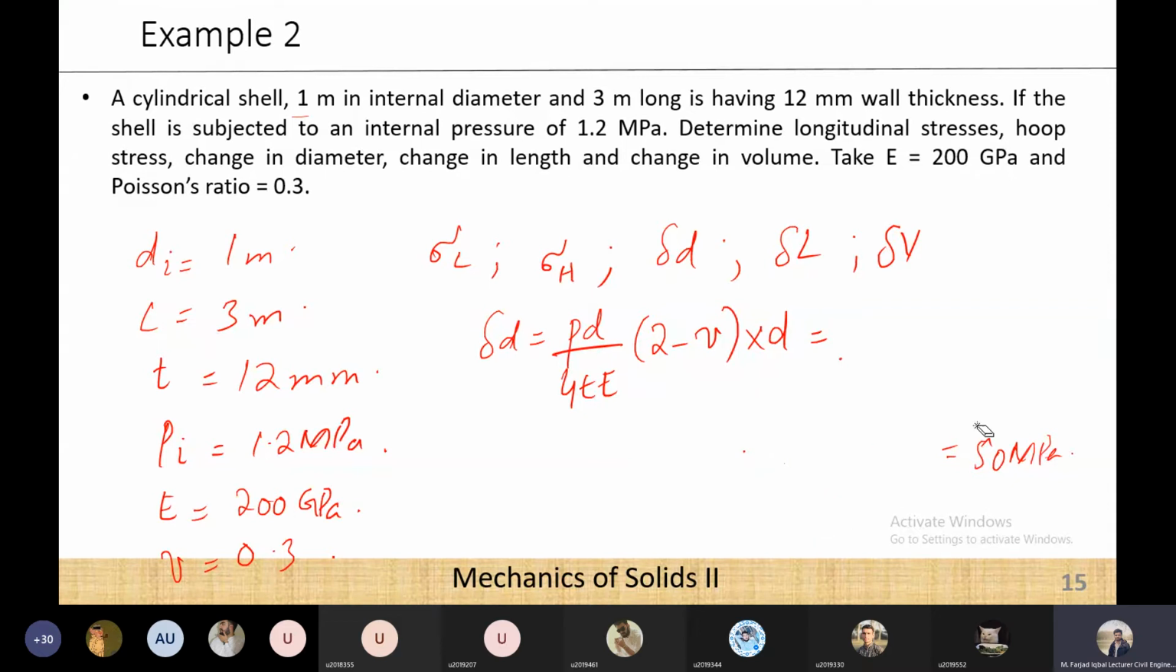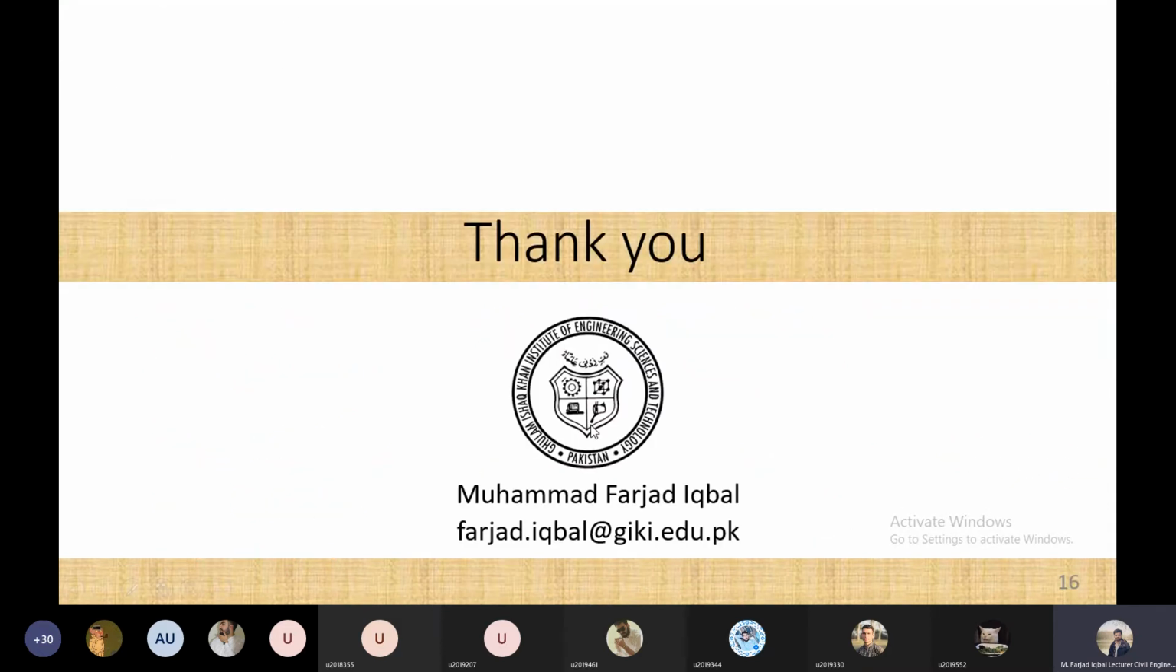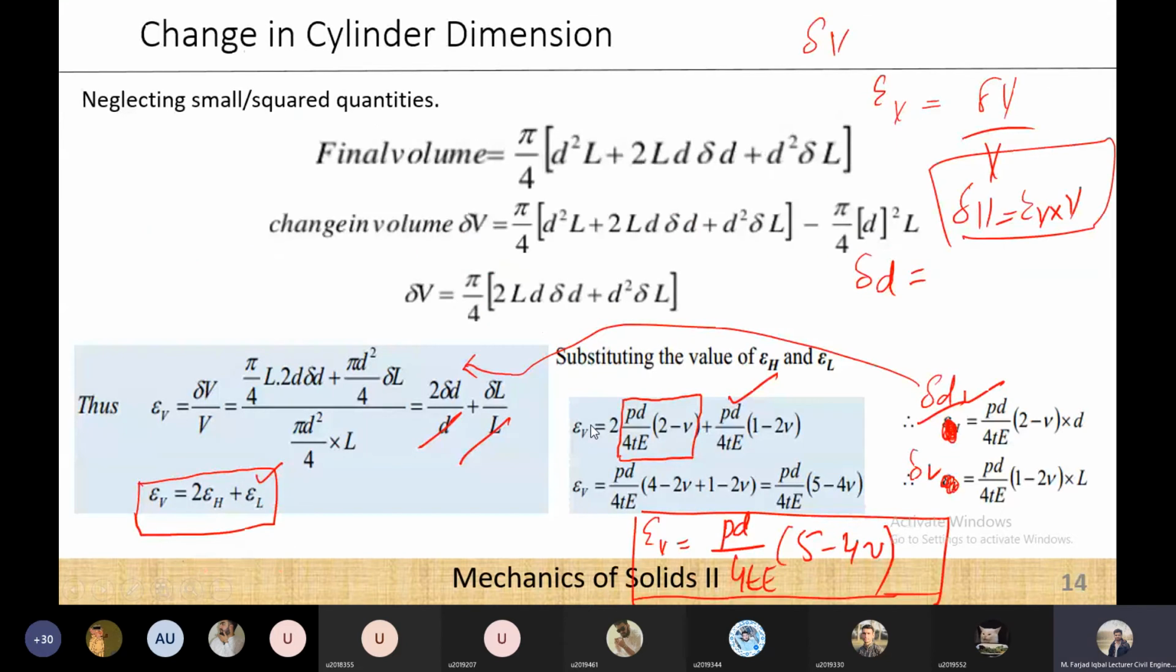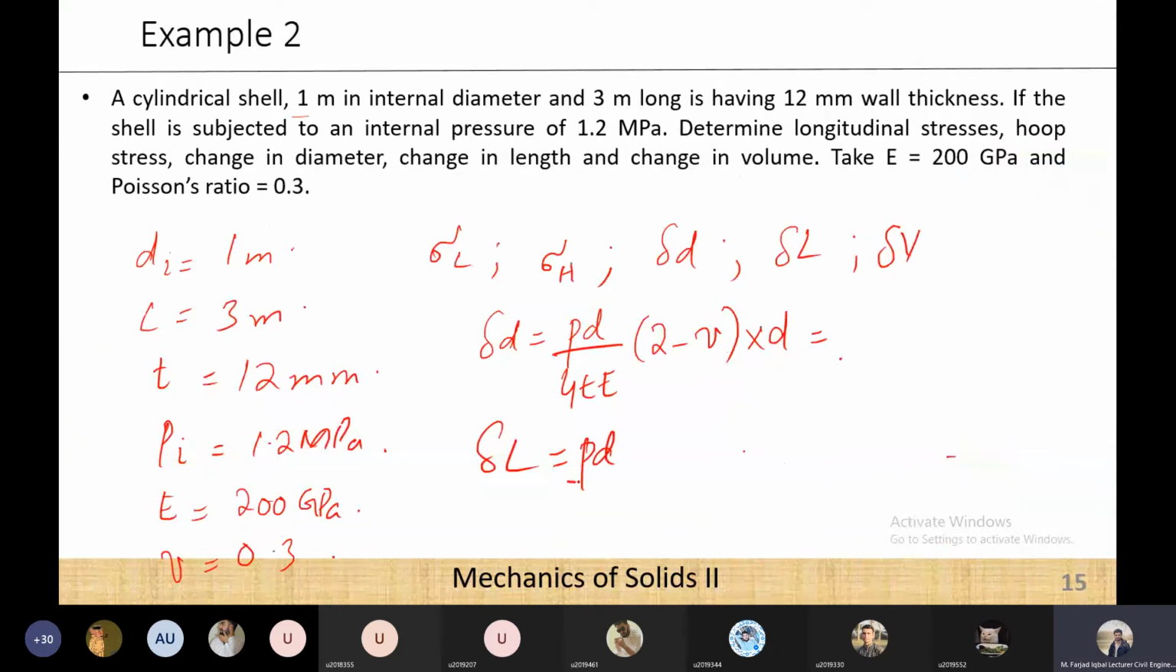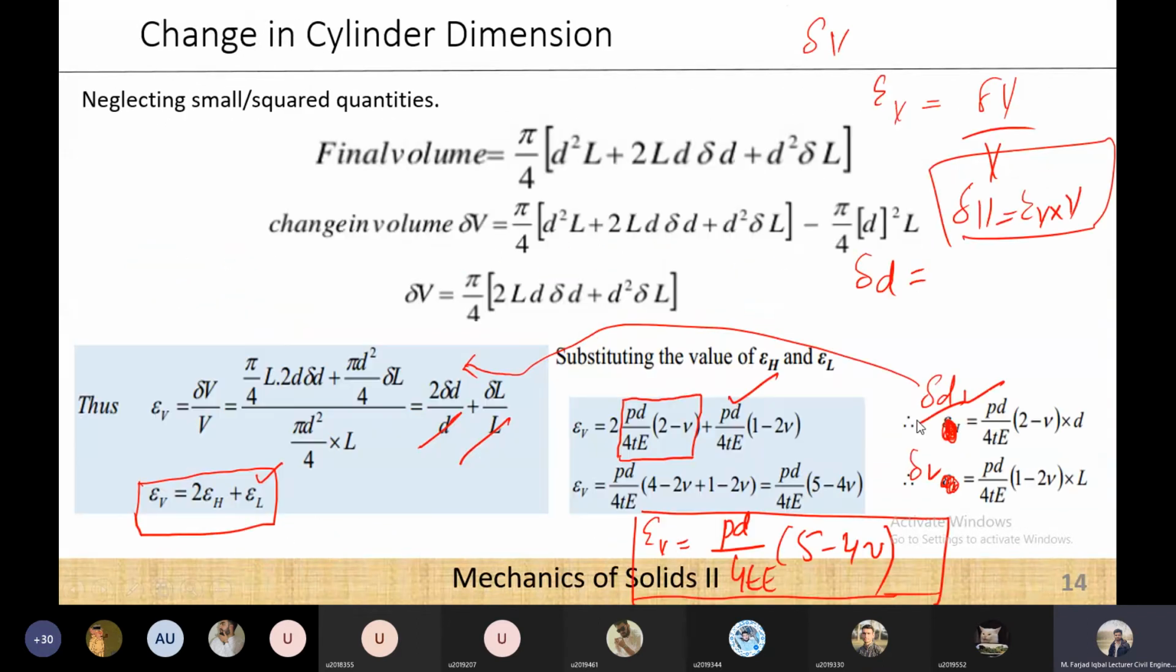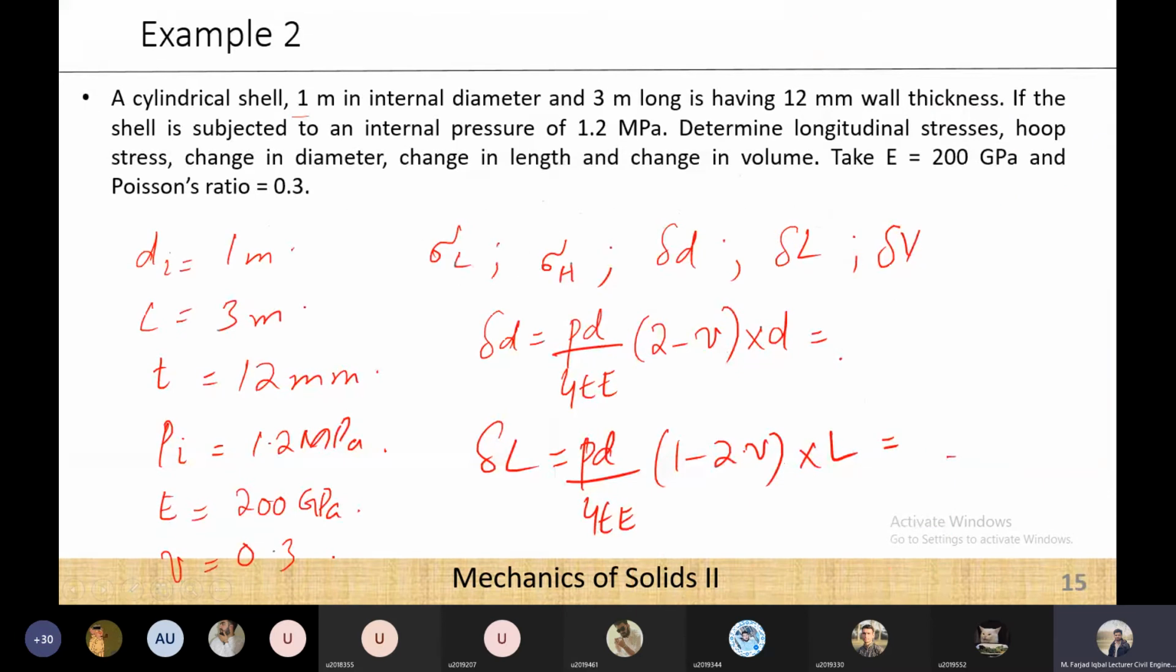And if I write the expression for change in length, that will be Pd over 4tE into 1 minus 2 nu into original length. So these are your expressions for change in diameter and change in length. Now give me the answer of these two factors.